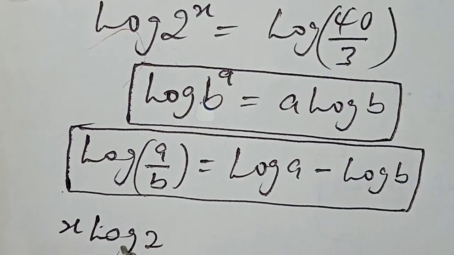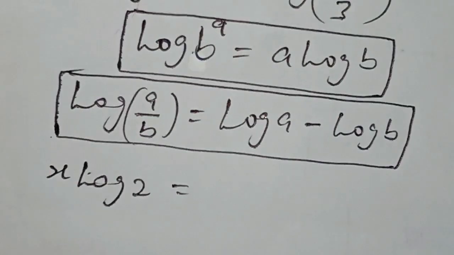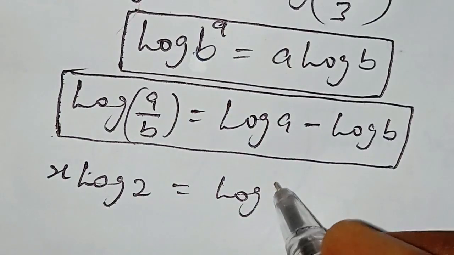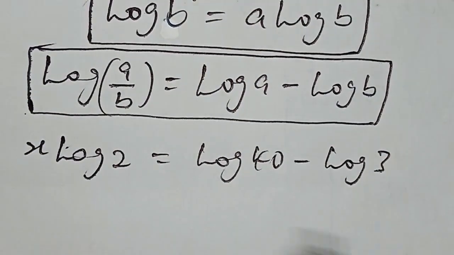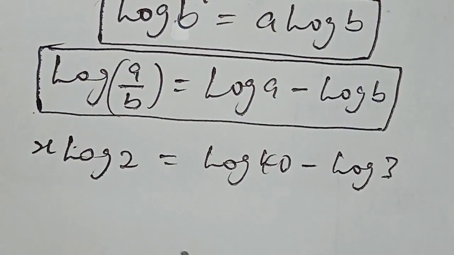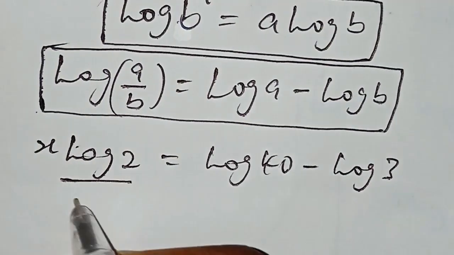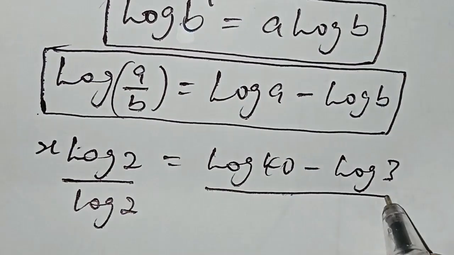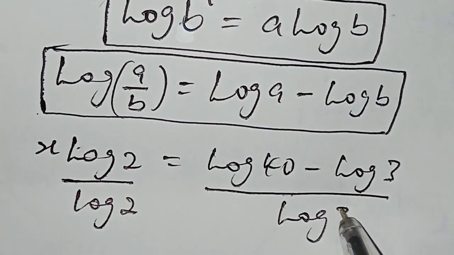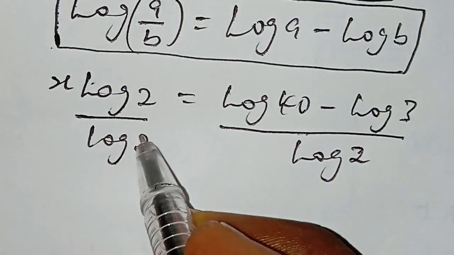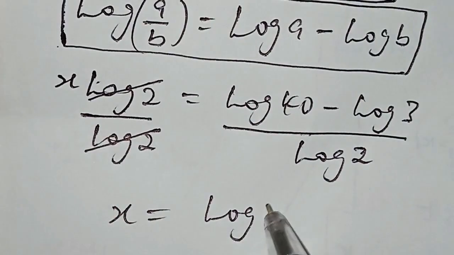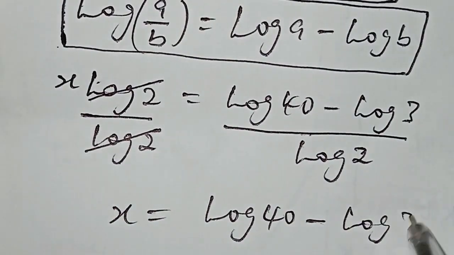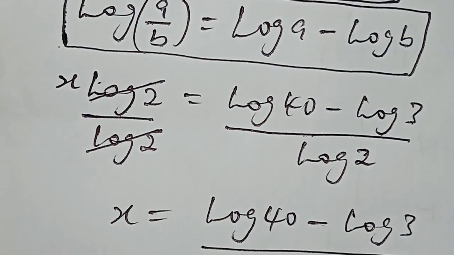So x log 2 will be equal to log of 40 minus log of 3. So we need to isolate x now from the next step. So we divide both sides by what? Log 2. So we divide by log 2. Also divide this by log 2. So now from the left hand side, this cancels out this. So we are now left with x equal to log of 40 minus log of 3 over log of 2.